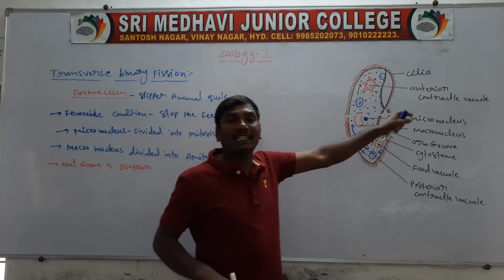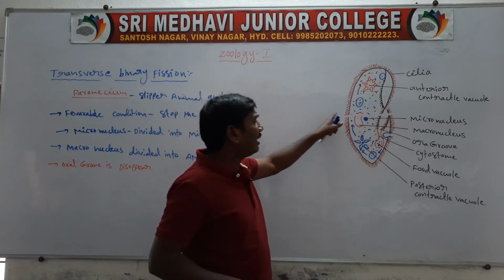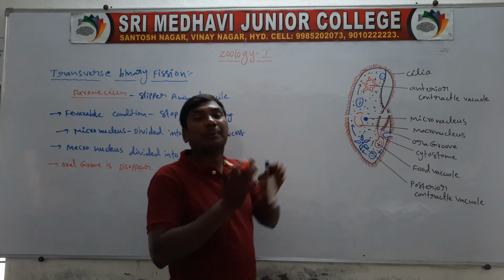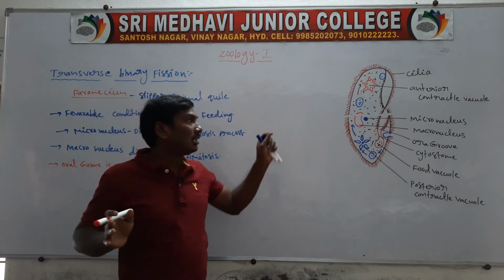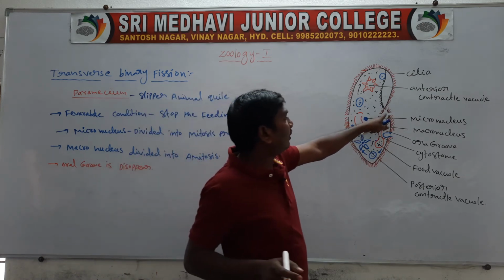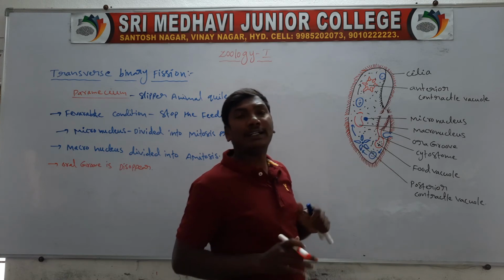Next step, slowly the transverse groove appears. This groove continues across to this side, so the parental cell divides into two equal cells. The groove enters the parent cell until it is completely divided into two daughter individuals.